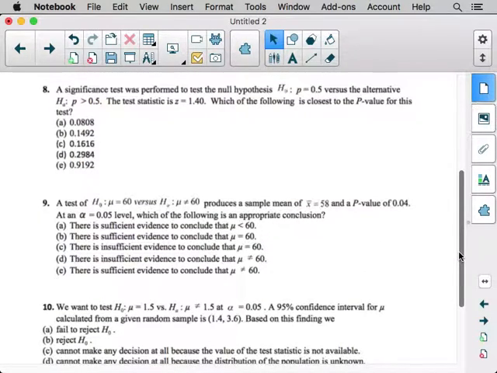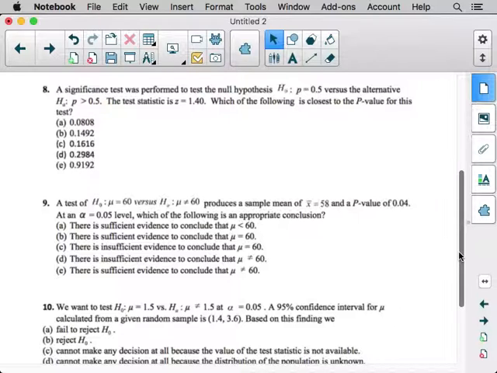A significance test was performed to test the null hypothesis against the alternative that p is greater than 0.5. The test statistic was z equals 1.4. Which of the following is the closest to the p-value? Well, actually, funny enough, didn't we honestly just kind of do this? Yeah. I'm giving you a test statistic, which again, isn't this basically a glorified z-score? If we're running a test, don't we know we're talking about something normal? So we have a z-score for something normal. We want a probability. What command do we get to use for that?